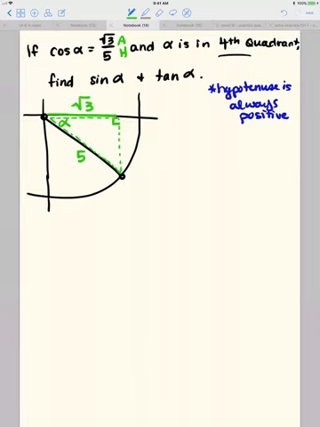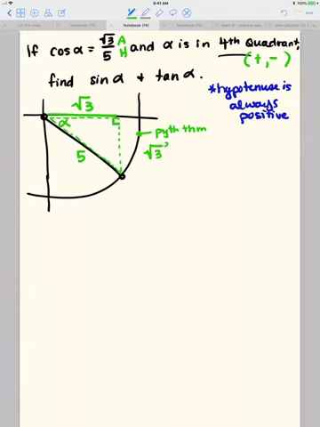Now in quadrant 4, if you remember the coordinate points, the x value is positive, but the y value is negative. So we'll use the Pythagorean theorem to get this missing side. But when we do so, the answer will be negative because it's representing a y value in the fourth quadrant. So we'll have to make it negative.